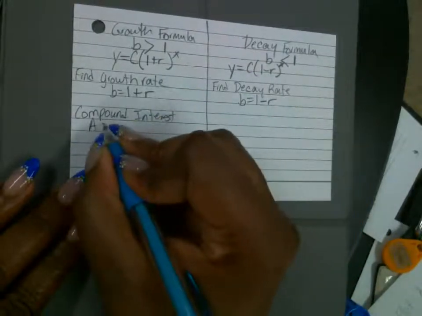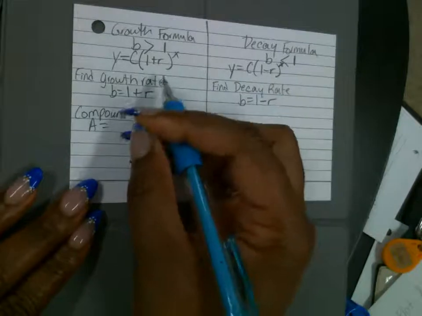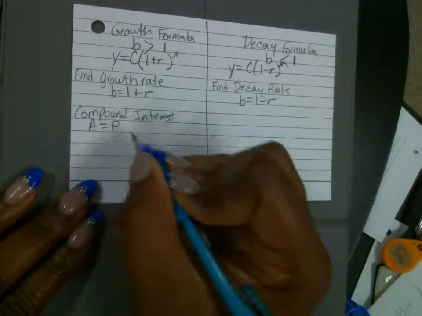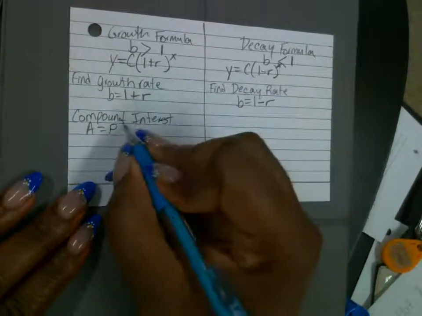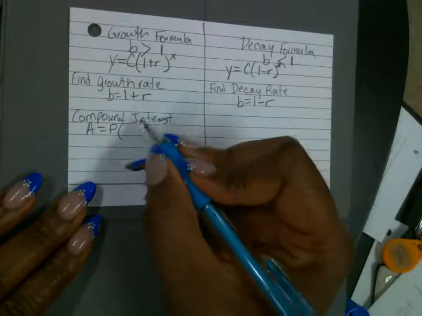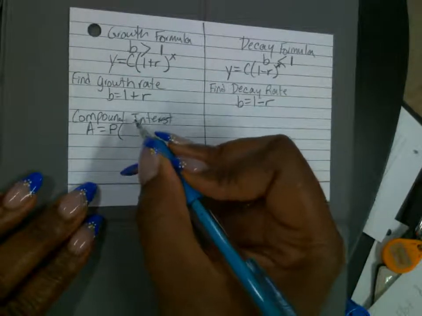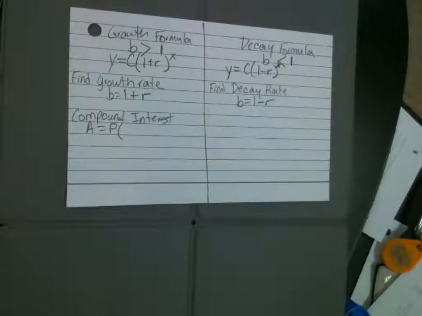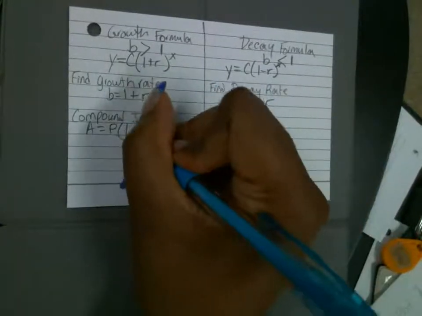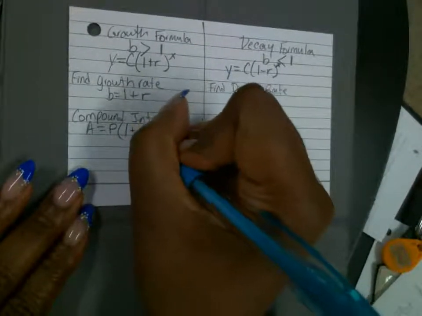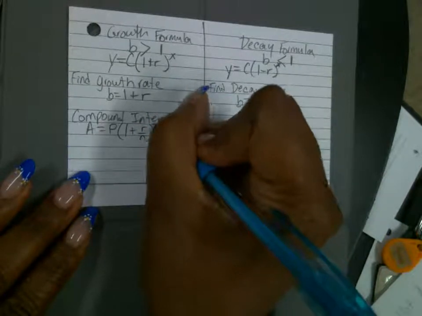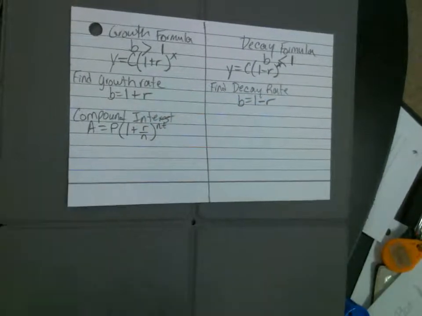What's the formula for compound interest? Y or A is equal to C or P, parentheses, 1 plus R over N, to the NT power. Very good.